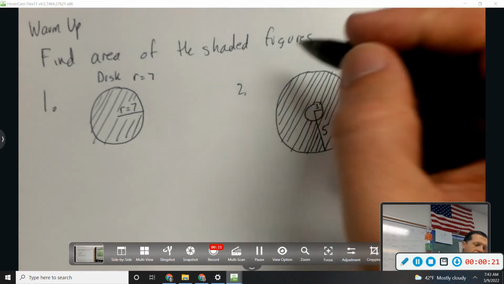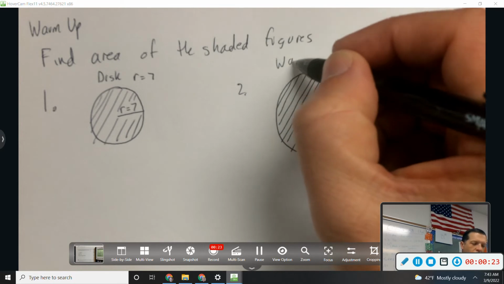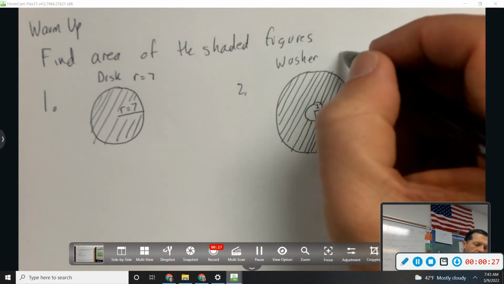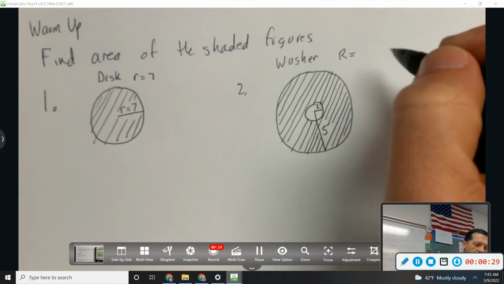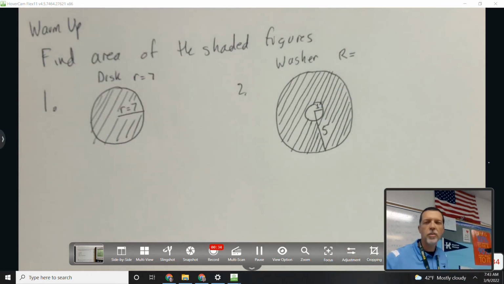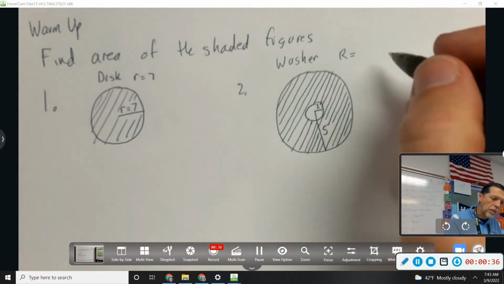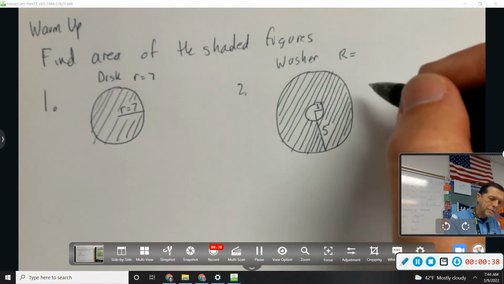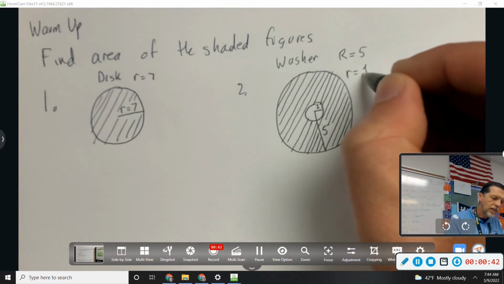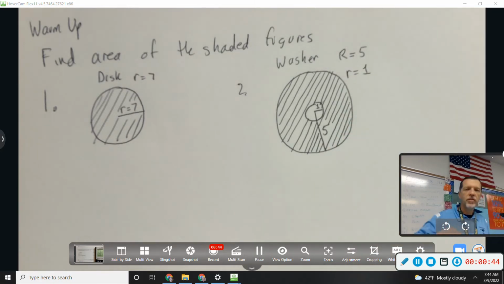A donut. That's fair. What we usually call them in calculus is a washer, because washers are usually flat, suggesting more of a 2D shape than a donut, which is more of a 3D shape. With an outside radius of 5 and an inside radius of 1. So find those two areas, the two shaded areas.